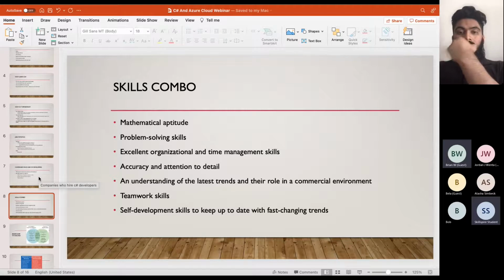Teamwork skills, so you want to be a team player. Development is definitely not something that you do on your own. You're working with your team a lot, you're close with your team, so you want to be able to get along and work well with them. And then self-development skills: you want to keep up to date with fast-changing trends. Technology is always changing, so there's always something to learn. It's never a boring industry. Every day when you go in there's something new, and with every project you change, there's always something different.